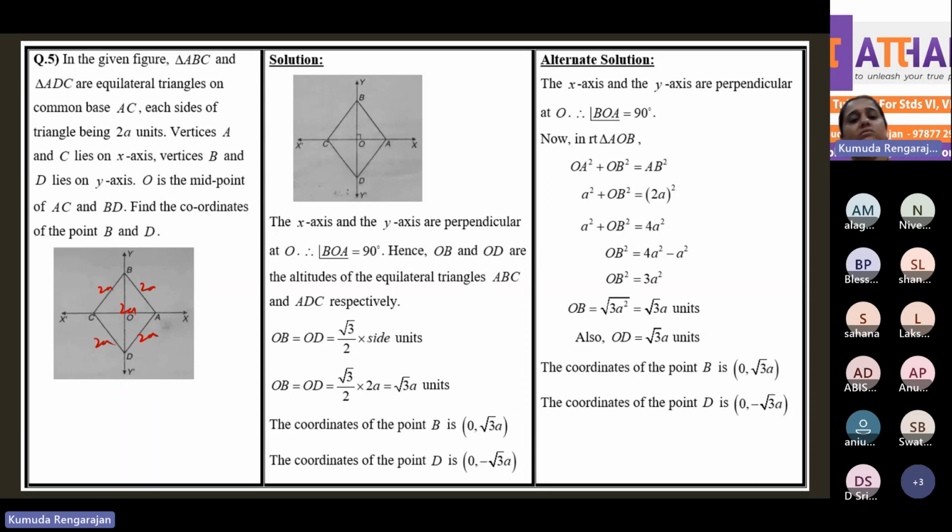2A, 2A, 2A, 2A, 2A. Now these two equilateral triangles together, if you see them, it is a rhombus. Each side of the triangle is 2A units.